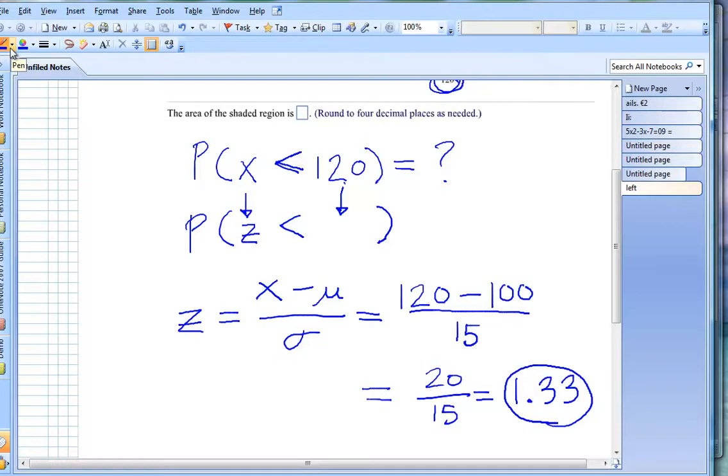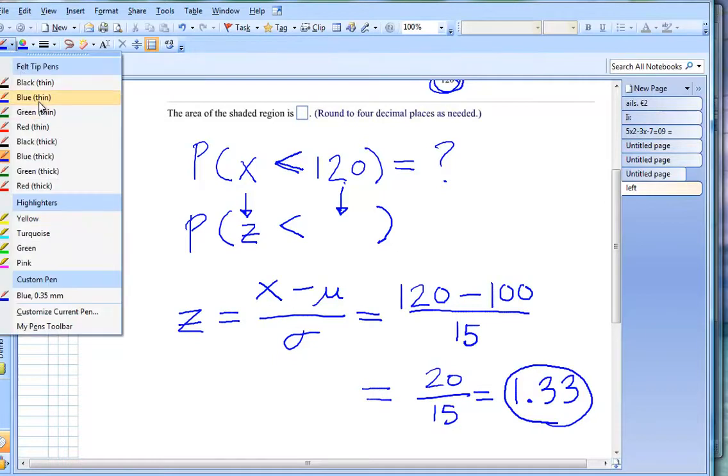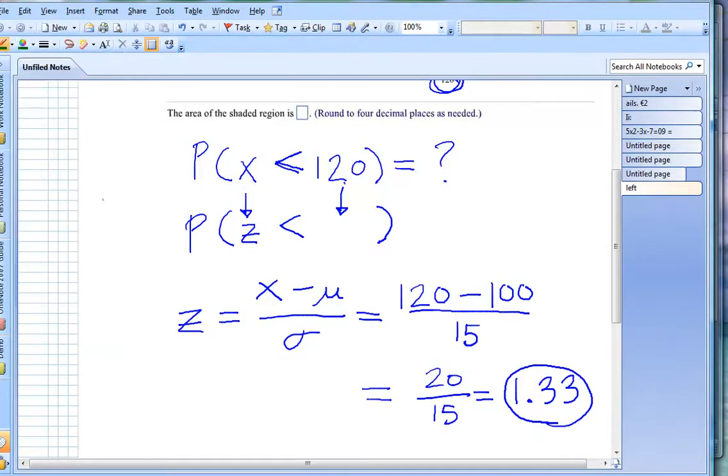In other words, this x value of 120 is now going to be represented as a z number of 1.33.